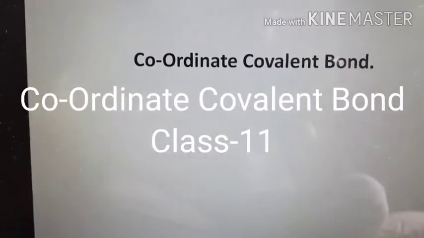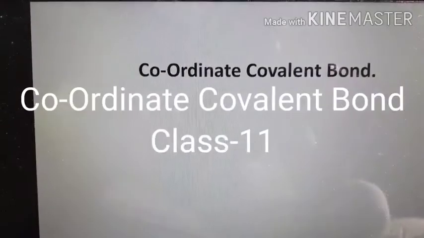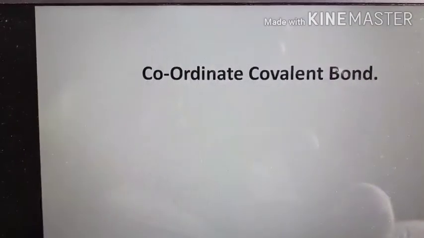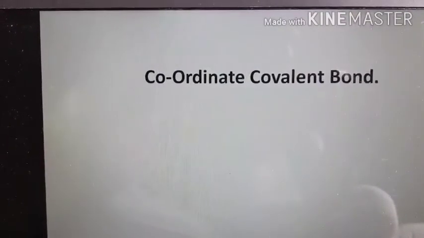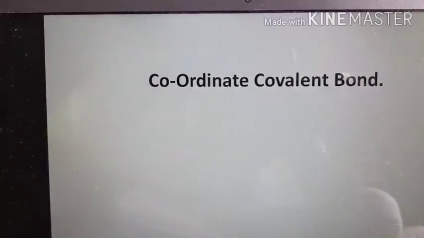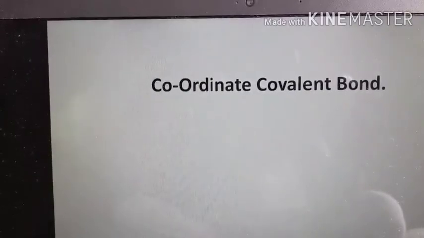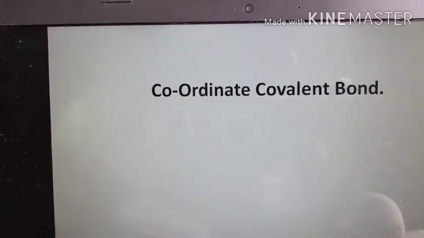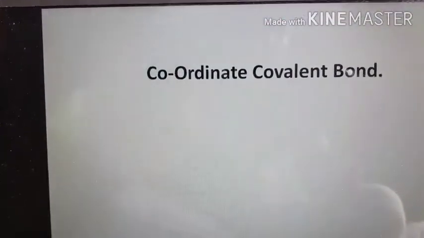Hello students. So far we have considered that in single covalent bonds each atom contributes one electron. The shared pair of electrons is provided to the bond by one atom only, and the other atom merely participates in sharing. That is about the covalent bond we have read. But the scientist Sidgwick suggested another type of covalent bond, called the coordinate covalent bond.